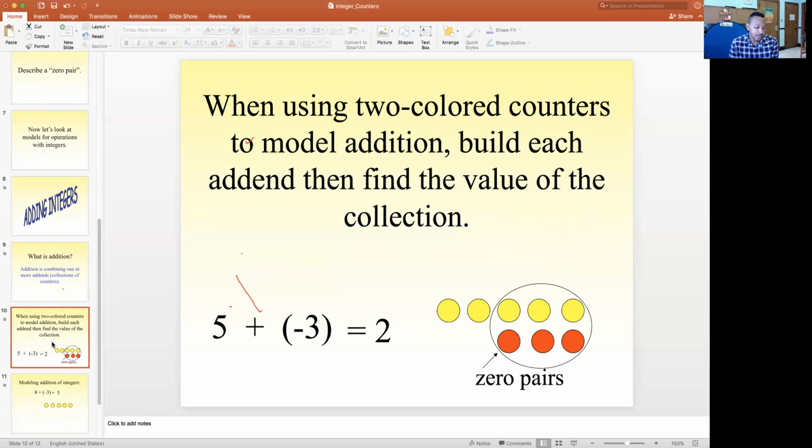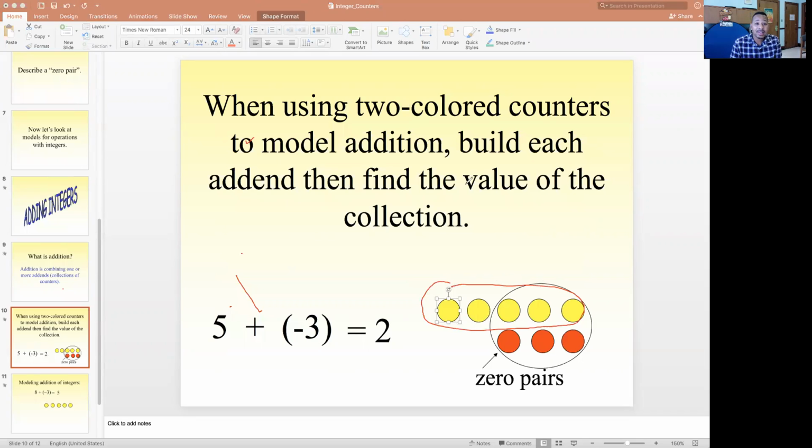We have a numeric sentence there, 5 plus negative 3. We don't need to say positive 5 because we know the sign's not in front, it's going to be positive, right? How can we represent this visually using our counters? We know already that the positive counter is represented by yellow. So if we have a positive 5, we're going to have 5 yellow counters. And then we have negative 3. We're going to represent that with 3 red counters.